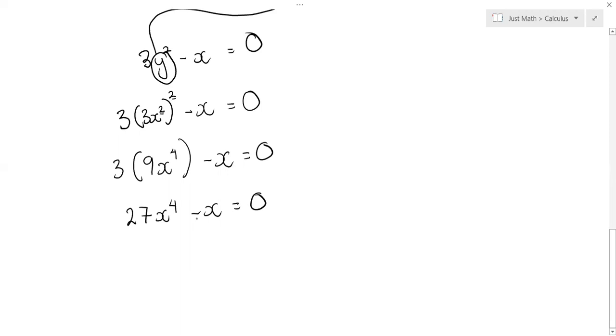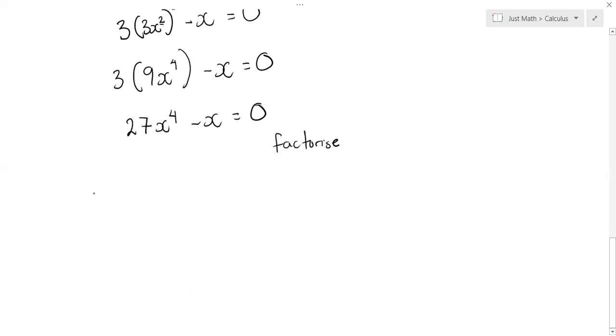How do we find x now? What can we start to do? We can factorize using x, because x is common between the two. So we can bring x out here. What's 27x to the power of 4 divided by x? That should be 27x to the power of 3, minus x divided by x is 1, equals 0. So x bracket 27x to the power of 3 minus 1 equals 0.